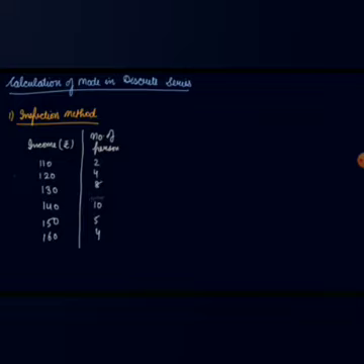Highest frequency is 10. So there are 10 persons who have the income of 140 and these are the highest. So this is the simple inspection method, that the mode is rupees 140, your income value. So mode is rupees 140.